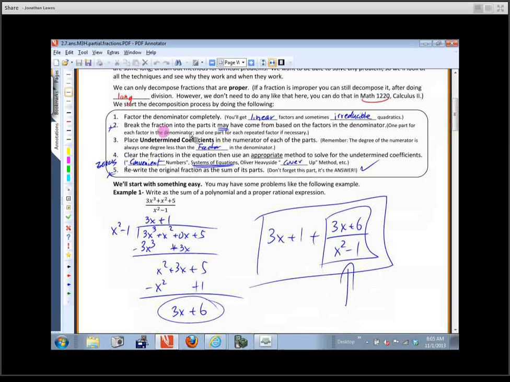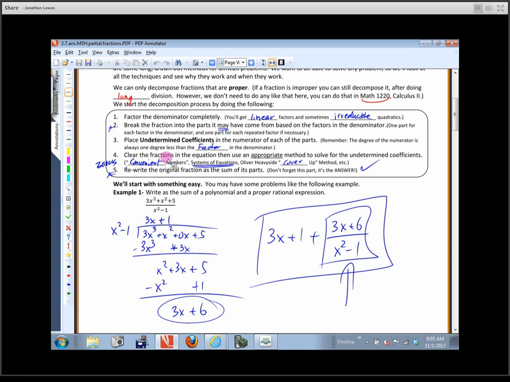Okay? We break the fraction into as many parts as factors as we have. We do one part for each factor in the denominator and one part for every one of its repeats. And we saw one with a repeated linear factor yesterday. We put undetermined coefficients, so we put big capital letters on the top to represent the numbers that could have been there. And then we go through and we clear the fractions. That will make an equation.